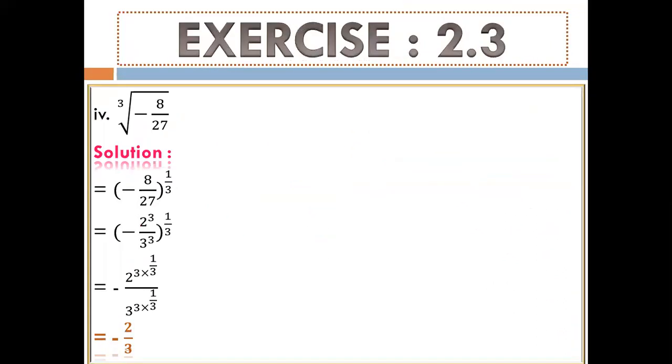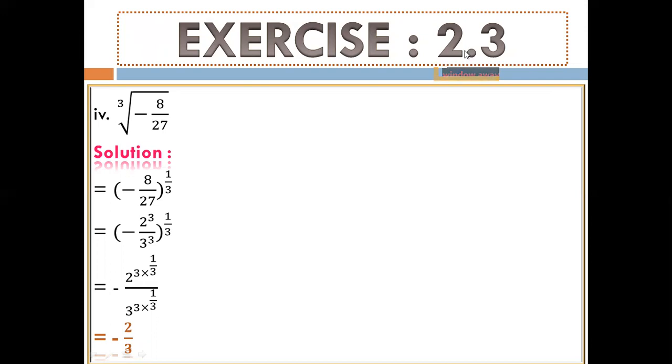The last part of this exercise, and also of this lecture, is the cube root of 8 over minus 27. Again, you calculate the prime factors of 8 and also the prime factors of 27. When we simplify it, we get 2 raised to the power 3 multiplied by 1 by 3, and 3 raised to the power 3 multiplied by 1 by 3. The negative sign will remain: minus 2 power 3 multiplied by 1 over 3, over 3 raised to the power 3 multiplied by 1 over 3. Both 3s cancel in the numerator and the denominator, and only minus 2 over 3 is left. So this is the answer of the cube root of 8 over minus 27, which is minus 2 over 3.